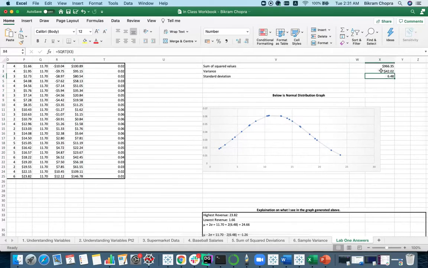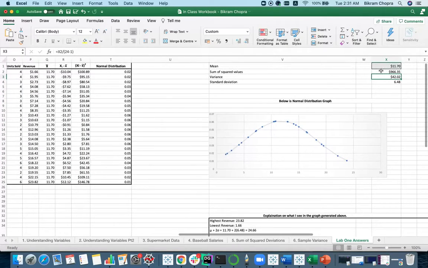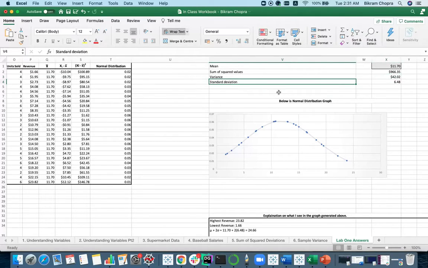Then variance, we know the formula, which is sum of squared values divided by n minus 1. Here the total values are 25, so we used, sorry, 24. So we used 24 minus 1, that is 23, as n minus 1. Now, standard deviation is simply nothing but the square root of our variance. So we have used the formula of square root of x3.